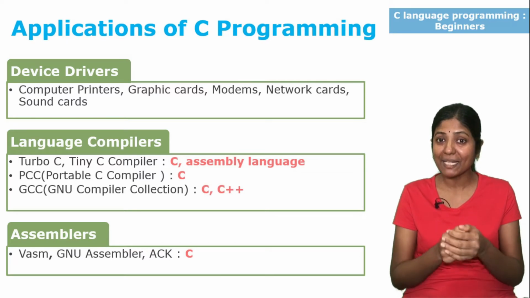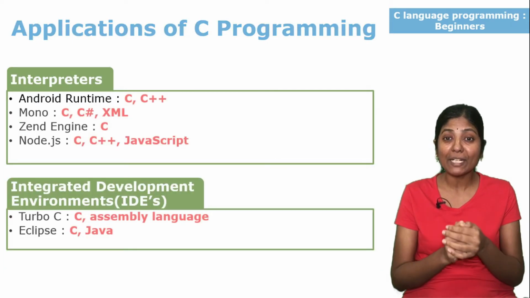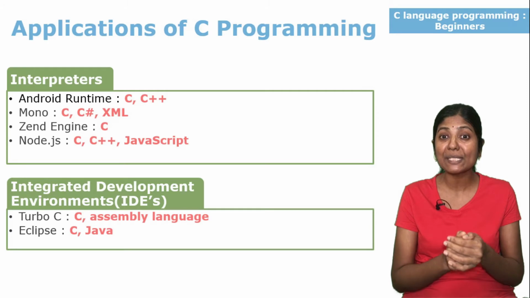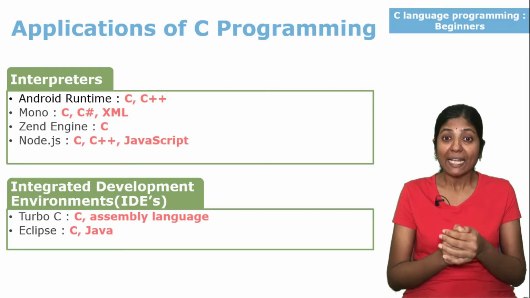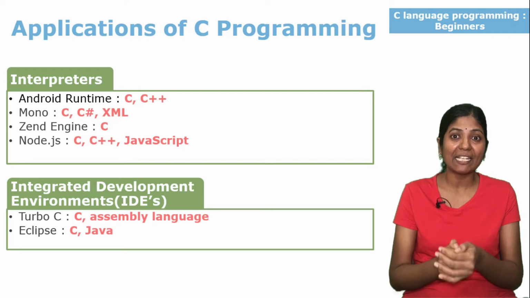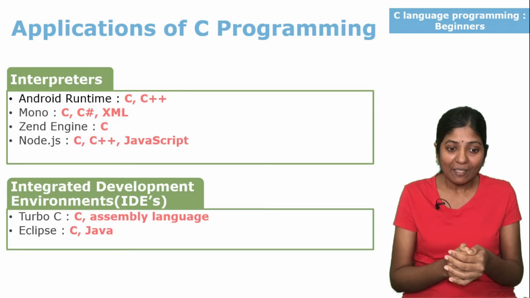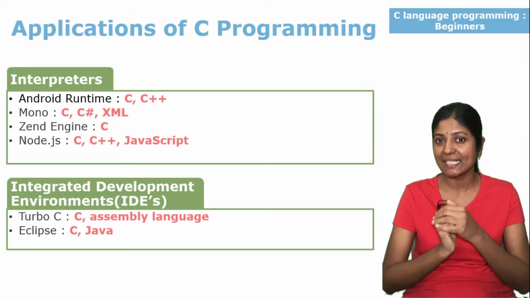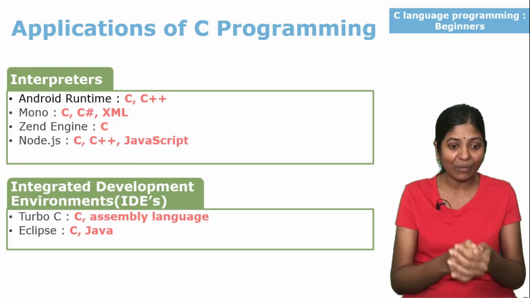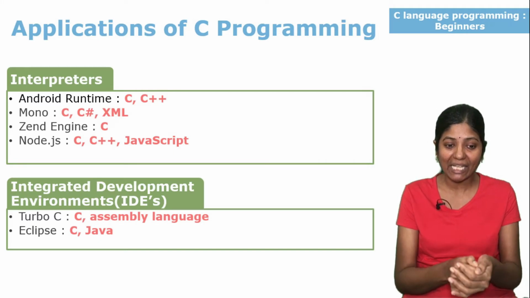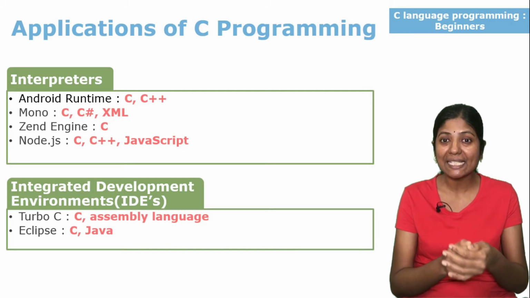Let's see some more applications of C programming. Interpreters. Some of the programming languages will also use interpreters to execute the programs. One of the languages which uses an interpreter is, let's say, Java. So, we can also develop interpreters using C language. We can see the examples here. Interpreters like Android Runtime, Mono, Gent Engine and Node.js were developed using C language.